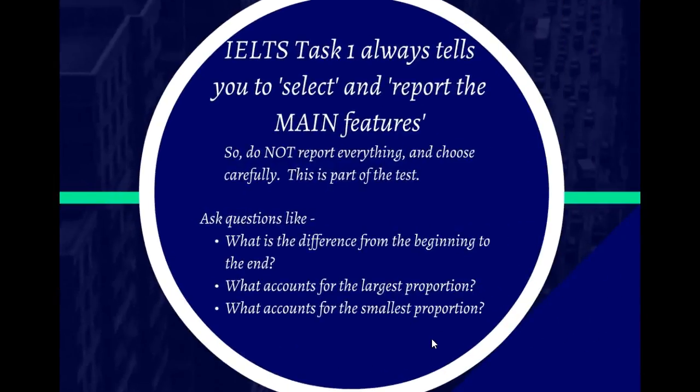So IELTS Task 1 always tells you to select and report the main features. Do not try to report everything. You have to choose carefully. The choices you make, this selection that you do, is part of the test. So ask questions like, what is the difference from the beginning to the end? What accounts for the largest proportion? And what accounts for the smallest proportion? So you're looking for main features, not everything.